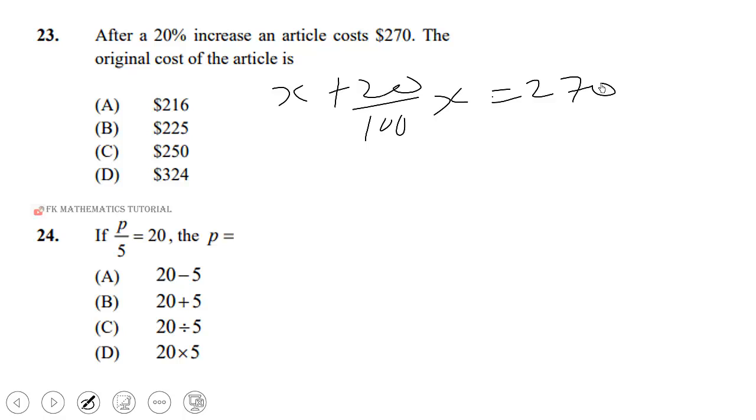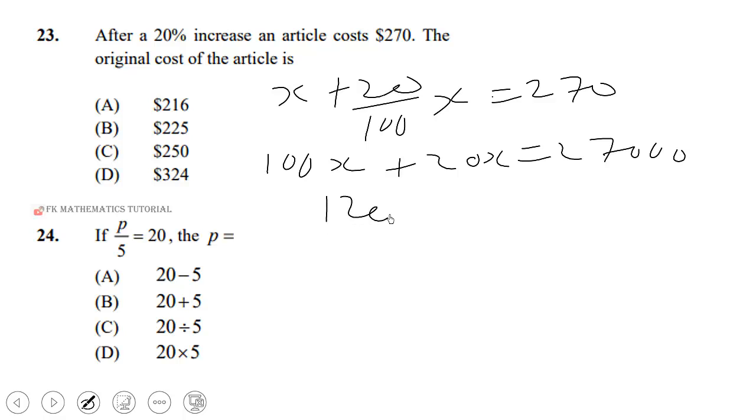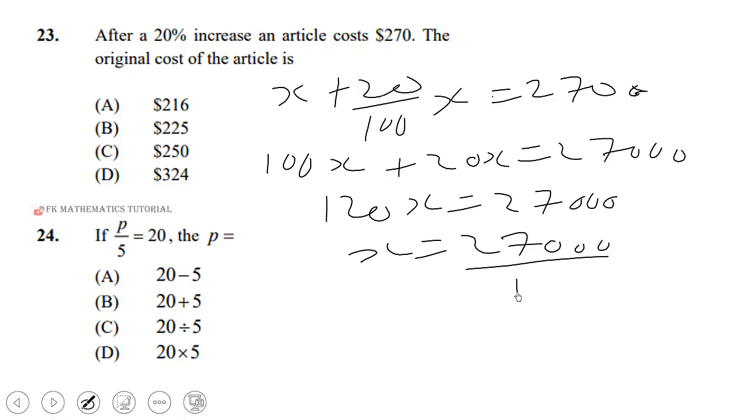When you multiply through by 100, we get 100X plus 20X equal to 27,000, because 100 times 270 will be 27,000. So 120X will be equal to 27,000. So X will be equal to 27,000 over 120.